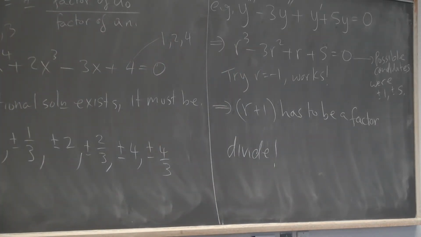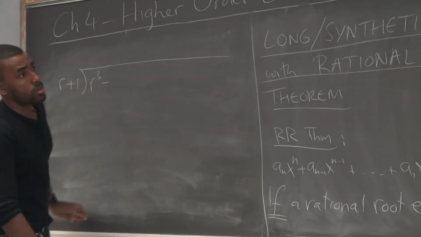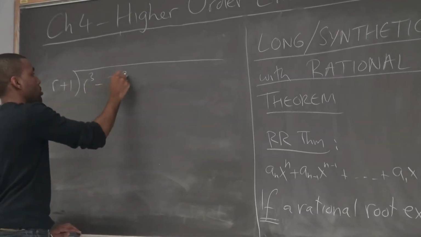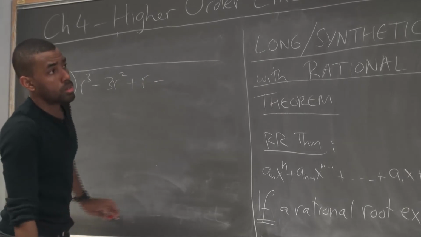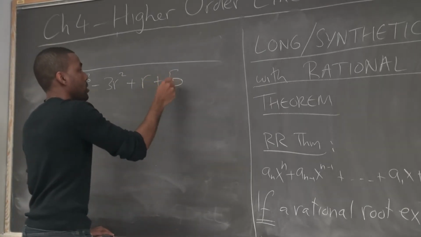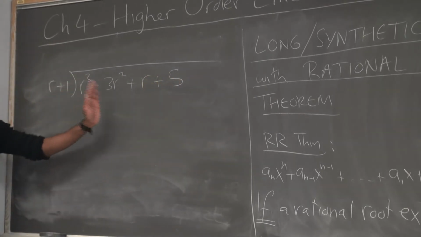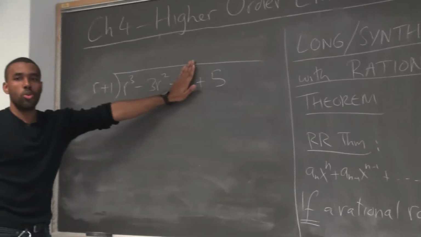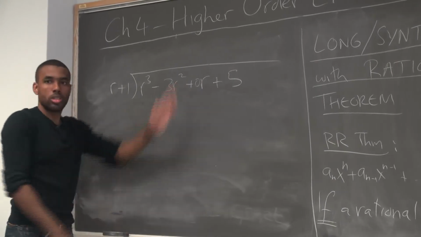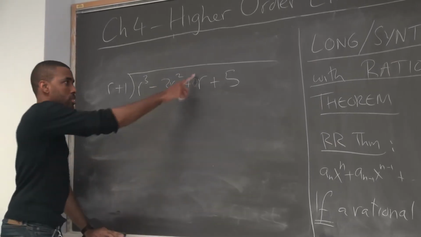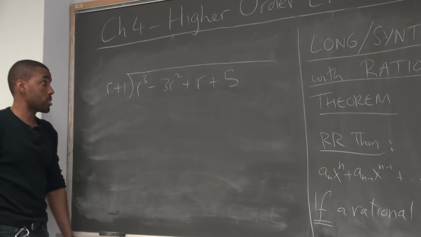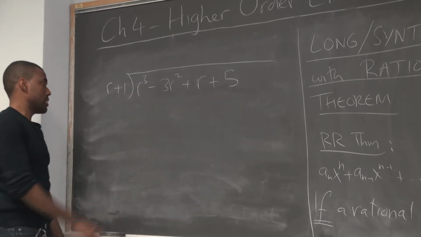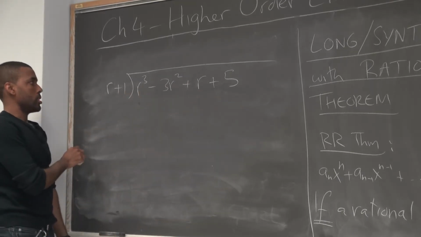So we have r plus 1, and I want to divide it into r cubed minus 3r squared plus r plus 5. It's very important that you account for all the powers. So if there, for example, was no r, you put 0r. Things have to line up, so you write down all the powers for the whole polynomial.